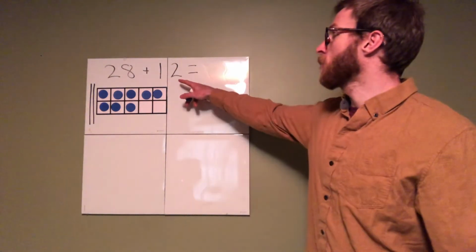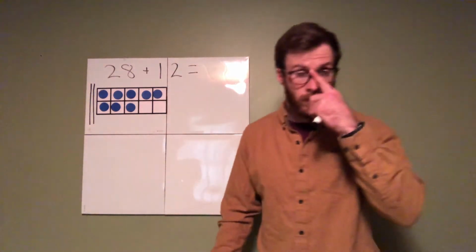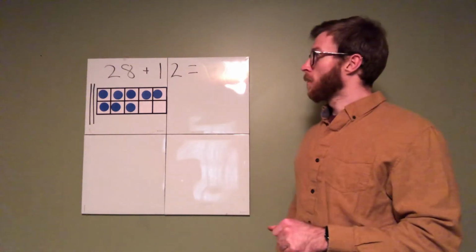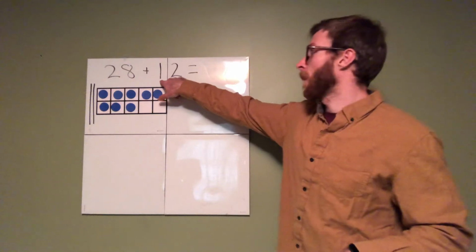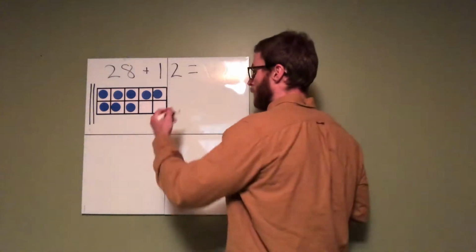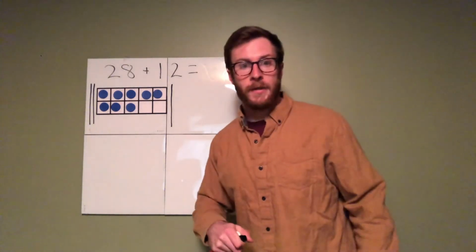Now we have to show the number 12. How many 10s are in the number 12? Look at our 10s place. There's a 1 there, so there's 1 10. Alright, so let's draw 1 10. There we go. There's my 1 10.